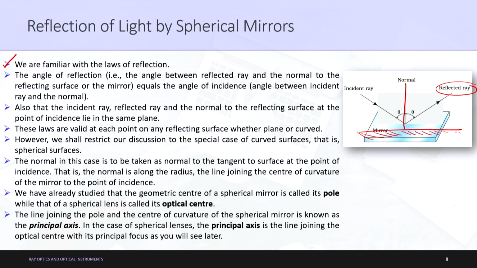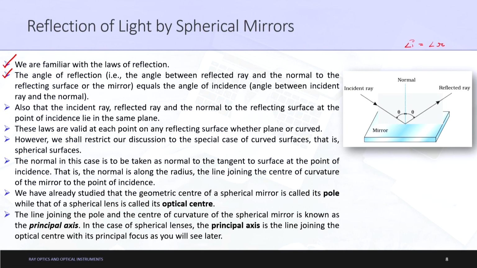What is the angle of incidence? The angle of incidence is the angle between the incident ray and the normal. Okay, quite evident, very easy concept. So, it is nothing but angle i is equal to angle r. So, this is the law of reflection.